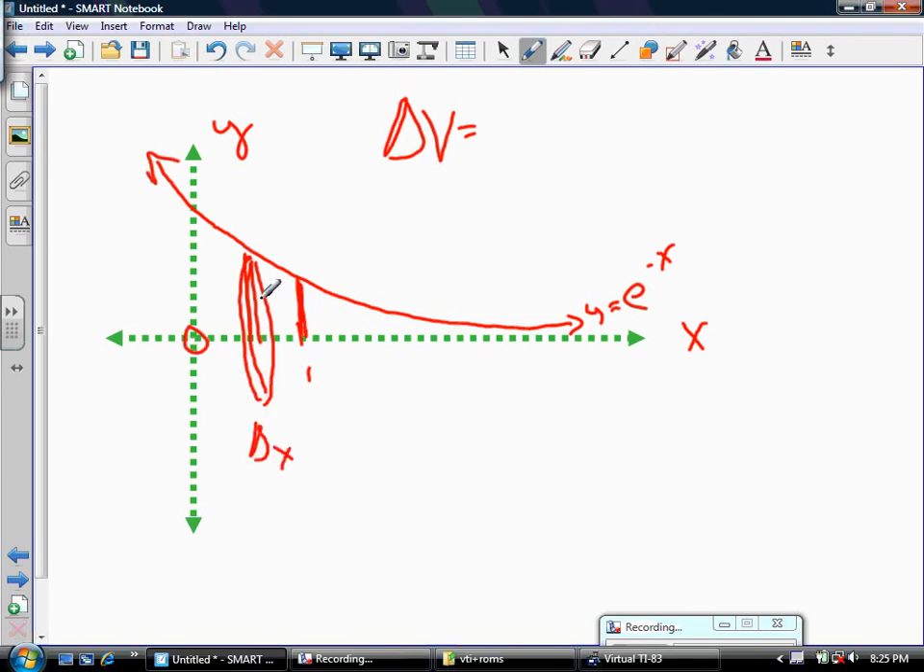Delta x. What's the radius? How big is that radius? It's bigger at x equals 0. It's smaller at x equals 1. But at any x in between, what would you call this? What's the radius? It's the height of the rectangle. It's the function itself. It's e to the negative x, right? So, the area of the face is pi r squared. The thickness is delta x. What should I write?